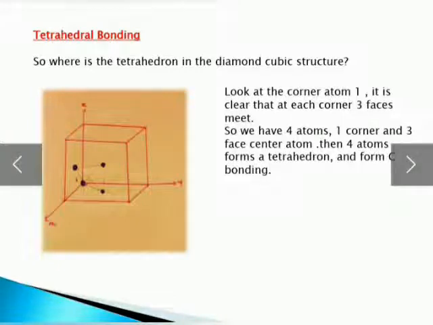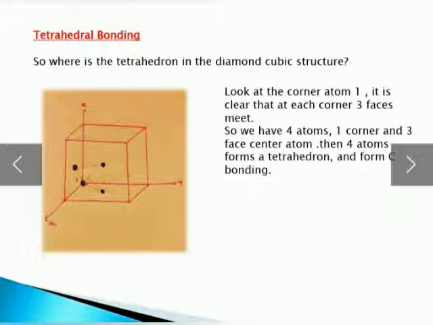What is the tetrahedral bonding in diamond? Each carbon atom is bonded to 4 other carbon atoms located on the corners of a tetrahedron in a diamond. So if I take a carbon atom in a diamond, it is bonded to 4 other carbon atoms, and these 4 carbon atoms, if I join them, are in turn bonded to 4 other carbon atoms. These are on the vertices of a tetrahedron.